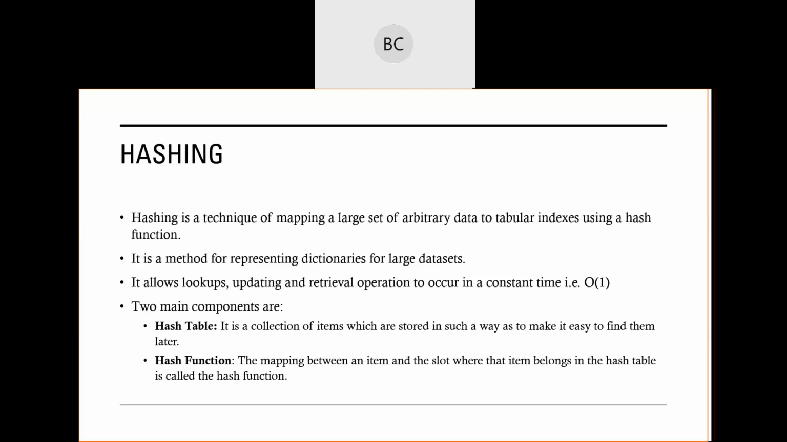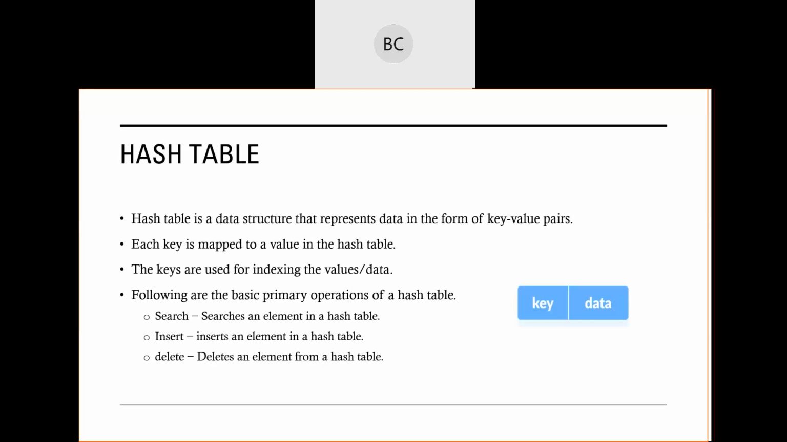So we want searching, insertion, and deletion, everything, to take constant time. We want O(1) time, a constant time. So for that, the hashing technique came around. In a hash table, normally we keep data in terms of key and data. Each key is mapped to a value in the hash table, and normally those keys are used for indexing that data.